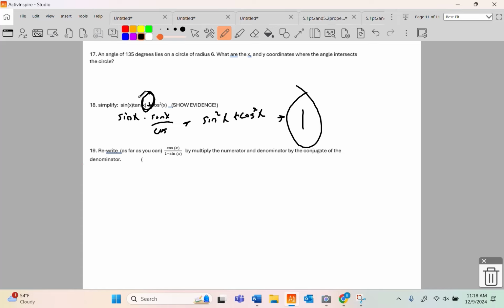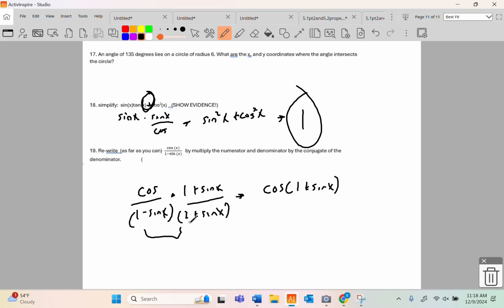Then you have to rewrite as far as you can. Cosine divided by 1 minus sine. And what you're supposed to do is multiply through by the conjugate, which is 1 plus sine of x. I don't know that I would do anything with the top just yet. Bottom we FOIL. 1 times 1 is 1. We'll have a plus sine x, and then we'll have a minus sine x. Sorry about my handwriting. Like I said, I'm getting nauseous. Then we have a negative sine times a sine, which is minus sine squared of x.